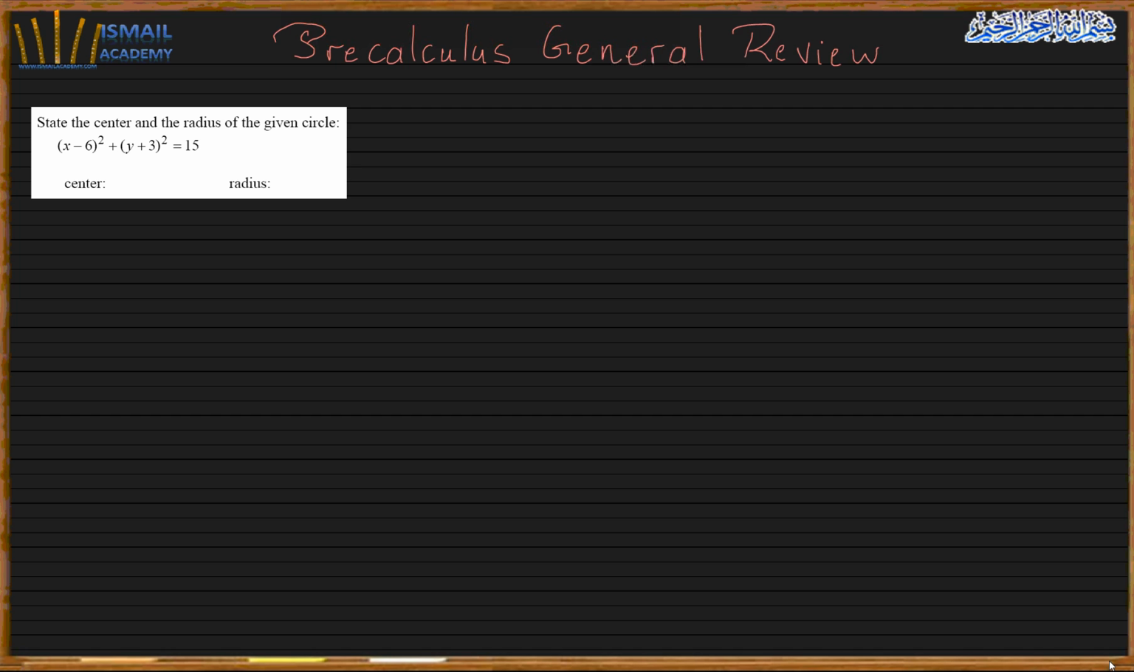We're going to start with the first question here. They ask me to state the center and the radius of the given circle. Keep in mind that the equation of a circle is defined as follows: (x minus a) squared plus (y minus b) squared equals r squared, where the coordinate (a, b) is the center, and r is the radius.